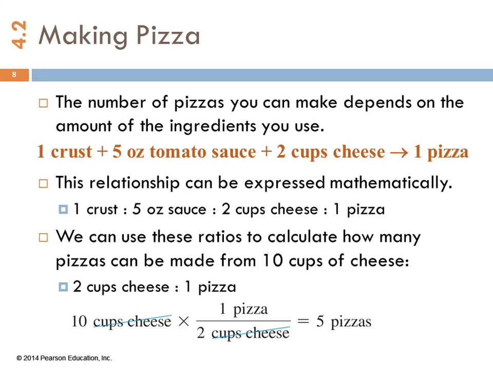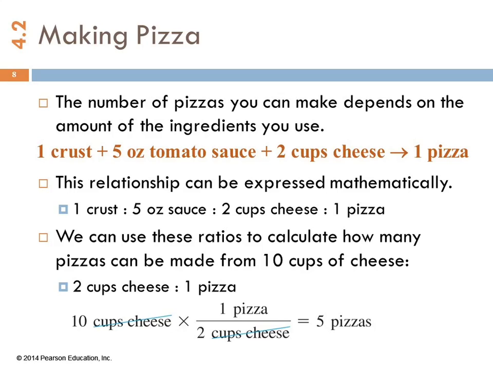Let's pretend we're making pizza. It takes 1 crust, 5 ounces of tomato sauce, and 2 cups of cheese to make 1 pizza. Just a simple cheese pizza. A chemical equation is a lot like a recipe. It says you put these things in, and this is what comes out. And it gives amounts, right?